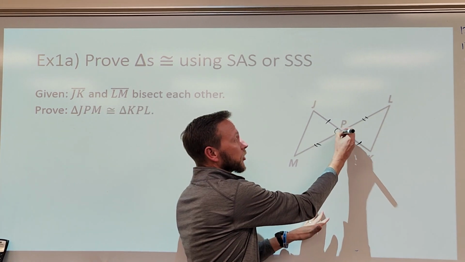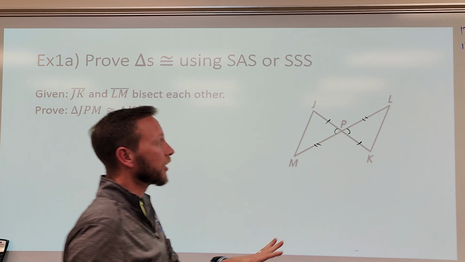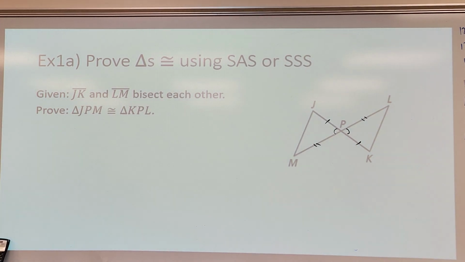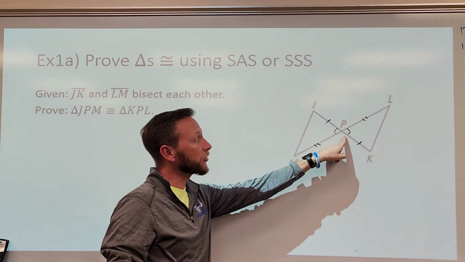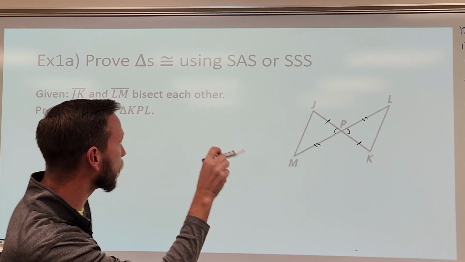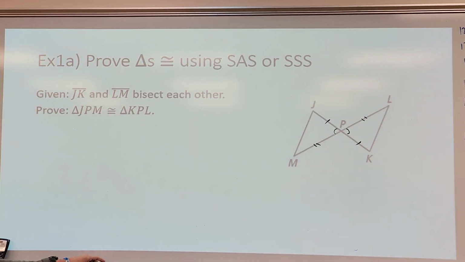One of our freebies that we talked about the other day in class was the vertical angles theorem, right? We should be able to see that we've got a pair of vertical angles. I don't have anything marked parallel, so I don't know that anything's parallel, but I do know that these are vertical angles, and therefore those angles around point P are congruent to each other. So let's do these freebies.